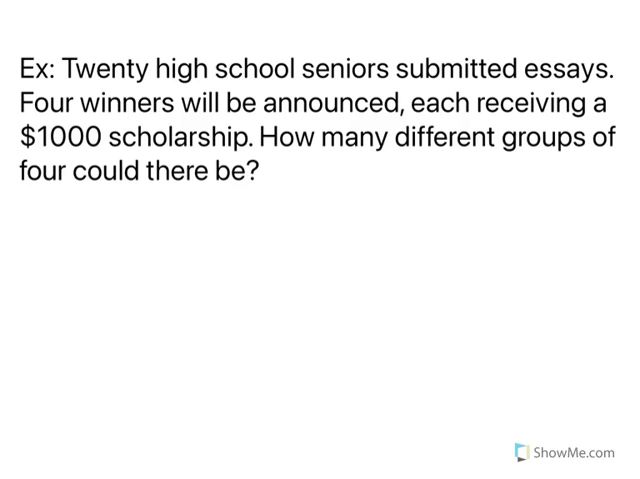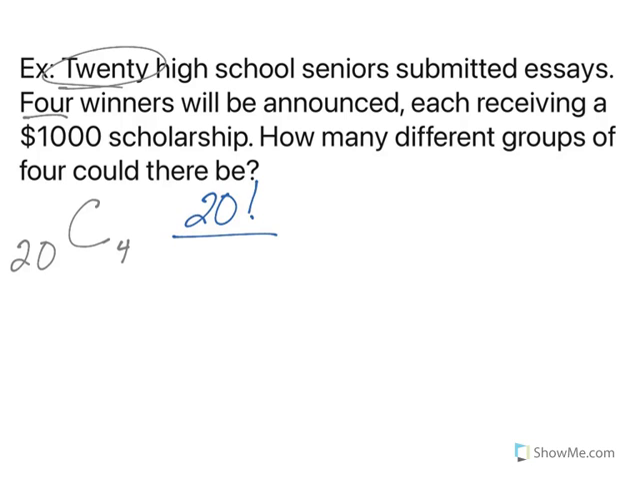20 high school seniors submitted essays. 4 winners will be announced, each receiving a $1,000 scholarship. How many different groups of 4 could there be? Again, we don't care if we're first or fourth. Either way, we're getting a $1,000 scholarship. So we have 20 students. We don't care about the order, so it's combination, and we care about 4 of them. So let's look at this. 20 factorial over 4 factorial times 20 minus 4 factorial.